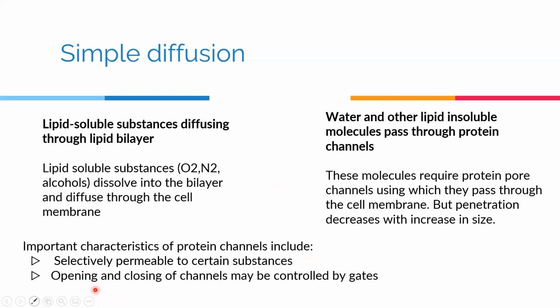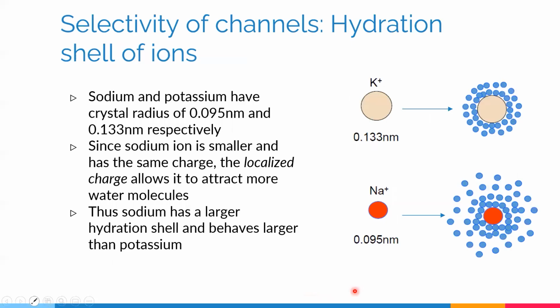And secondly, protein pore channels can be opened and closed by use of gates. We will learn more about what these gates are, but essentially the cell can choose to open or close the channel and allow or prevent the entry of various molecules through the protein pore channel. So let us first look at the selectivity of these channels.